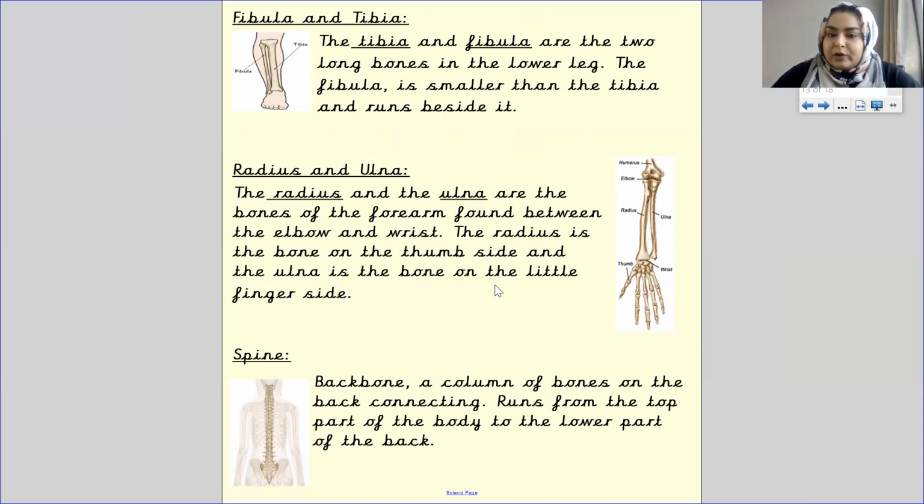Spine. The spine is the backbone, a column of bones on the back. So it connects at the back. It runs from the top part of the body to the lower part of the back.